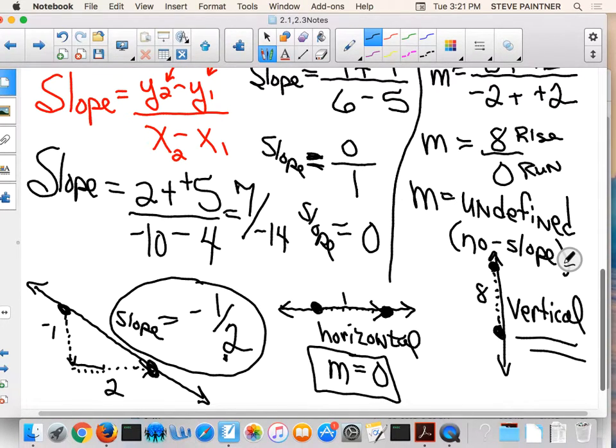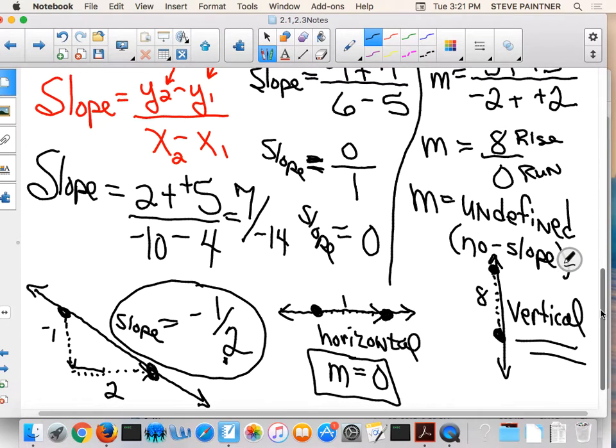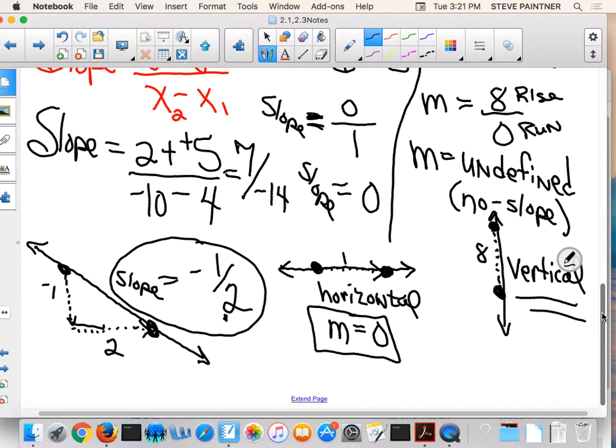Vertical lines have no slope. You can't measure the slope because all you do is rise, rise, rise. 8 over 0 would work, 10 over 0 would work, and so on and so on.